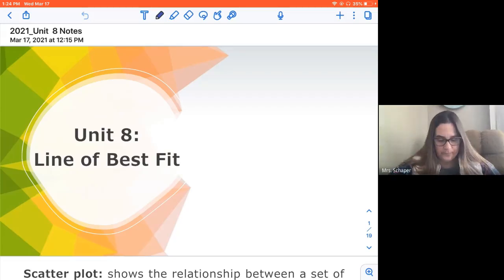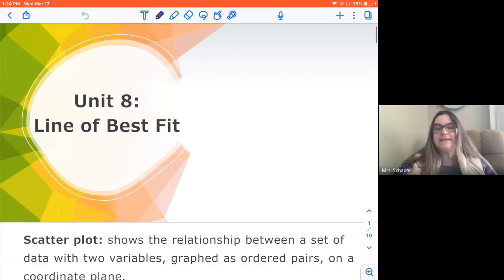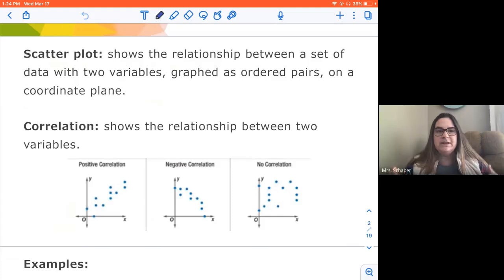So here we go. All right, so what is a scatter plot? A scatter plot shows the relationship between a set of data with two variables, all right? They're graphed as ordered pairs on a coordinate plane. So if you look at these examples here, these are all examples of scatter plots. You've got your x-axis, which is your independent variable. You have your y-axis, which is your dependent variable. And so that's a scatter plot, it just puts the data all over.